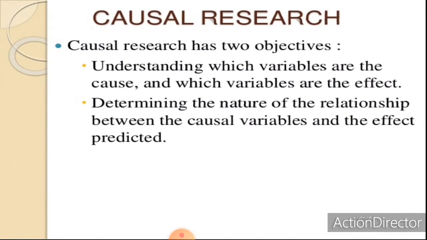Now, causal research has mainly two objectives. They are understanding which variables are the cause and which variables are the effect, and determining the nature of the relationship between the causal variable and the effect predicted. So, the main objective of conducting causal research is understanding which variables are the cause and which variables are the effect. It is the most important.